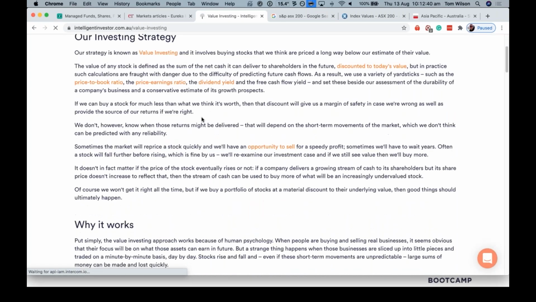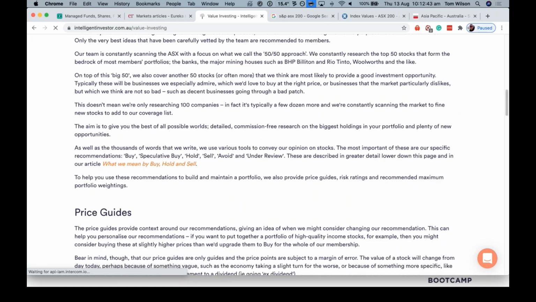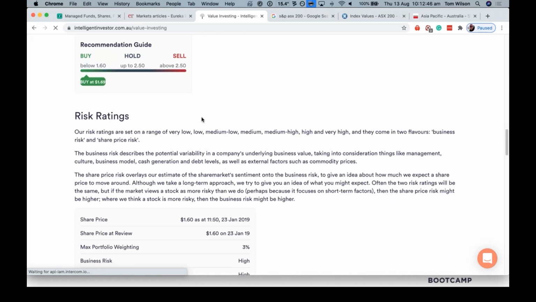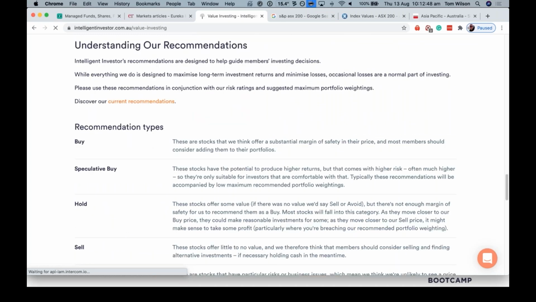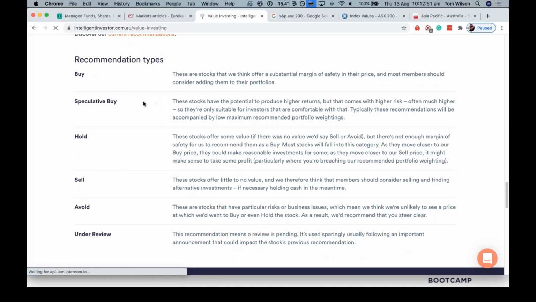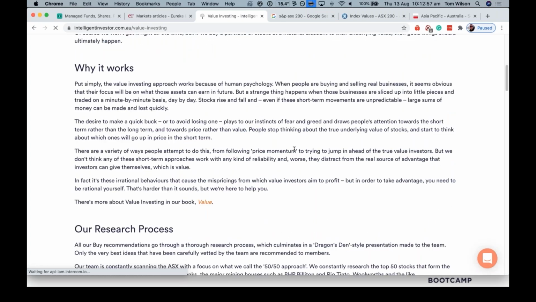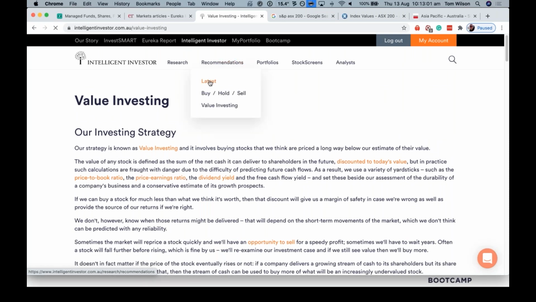And we talk about this as well in the bootcamp in later modules. But what they do is they also explain what the recommendation types mean. So you might see things like speculative buy, hold. What does hold actually mean? So they go through it for you here. So that's under recommendations. But if we were to look at the recommendations, I can go to latest.